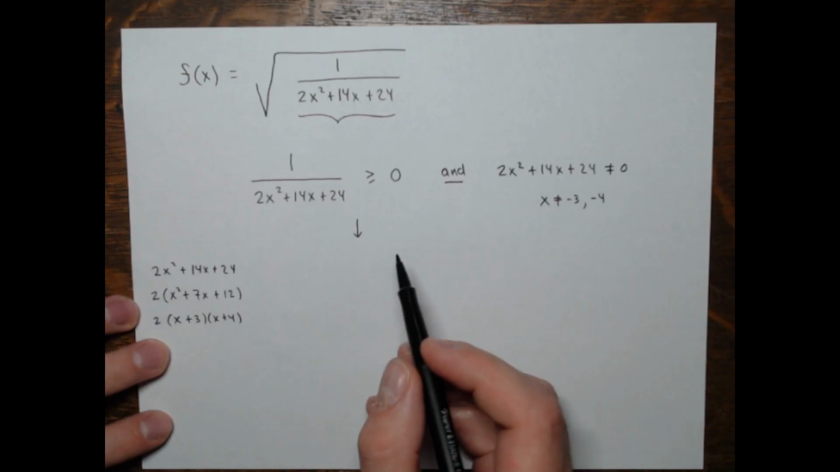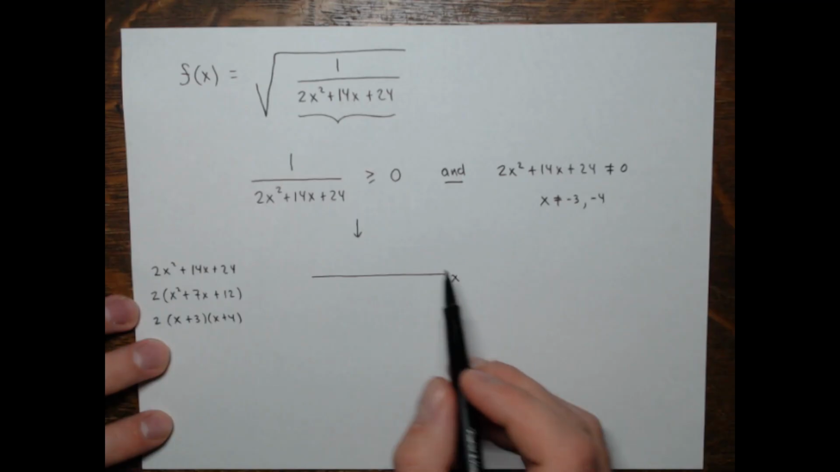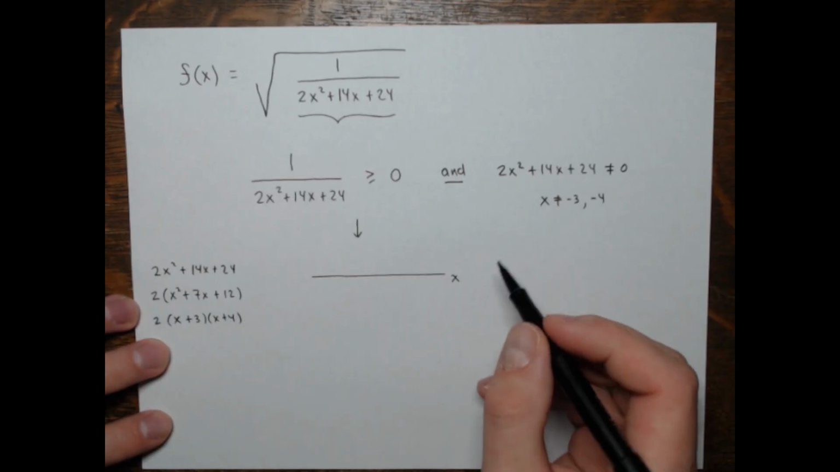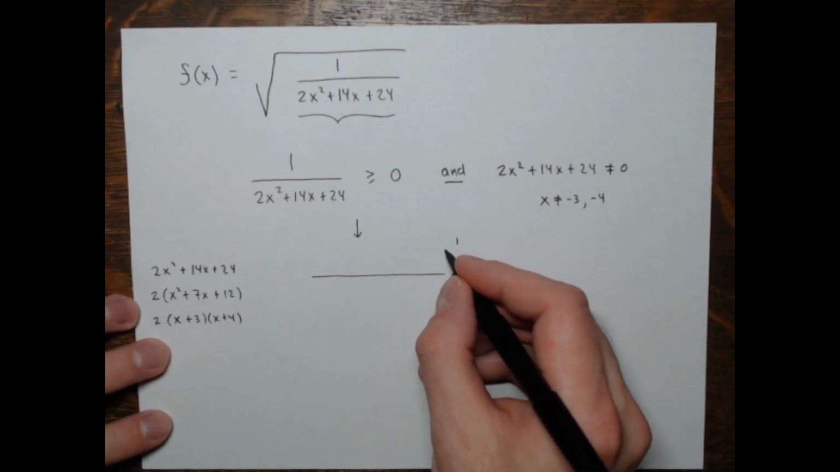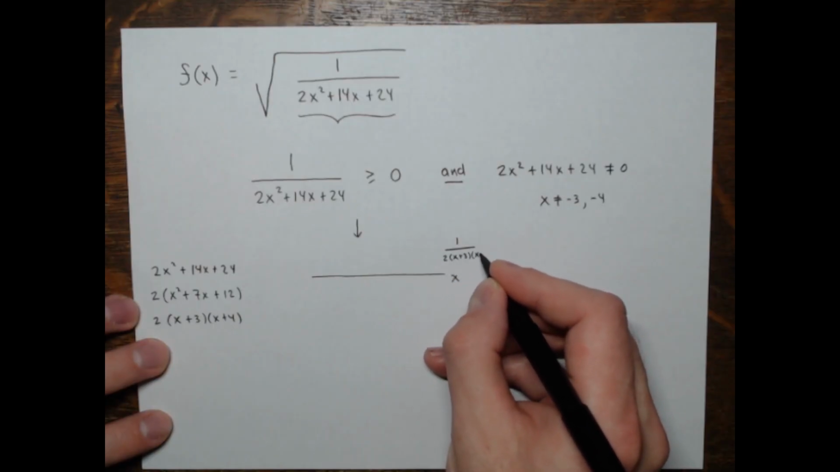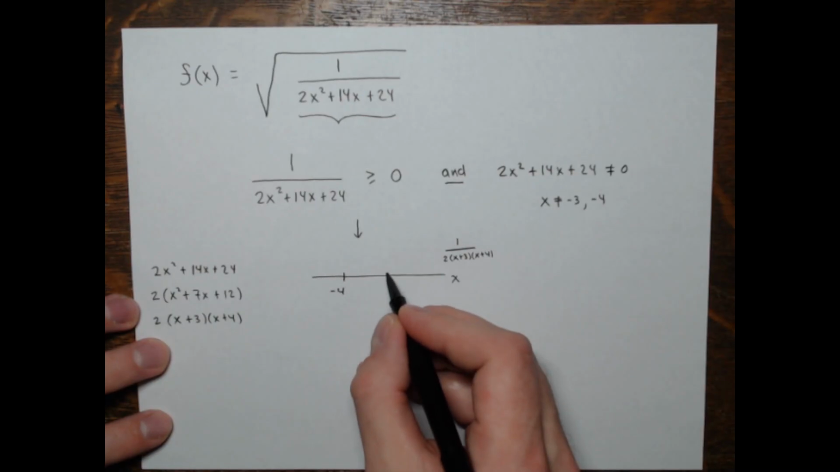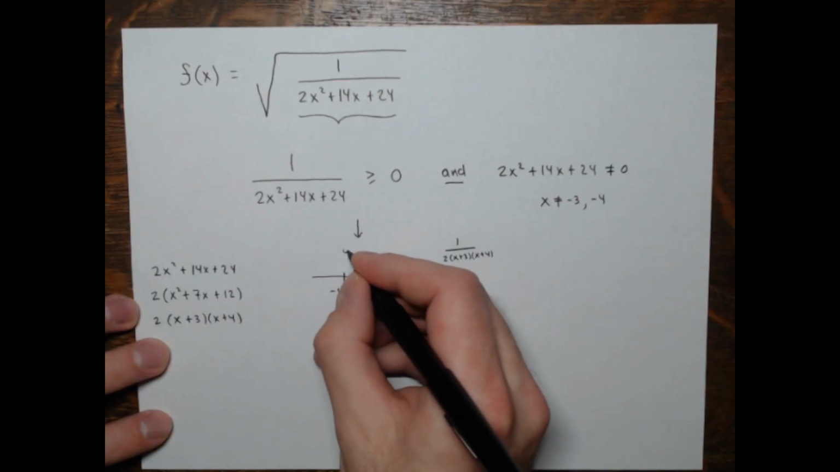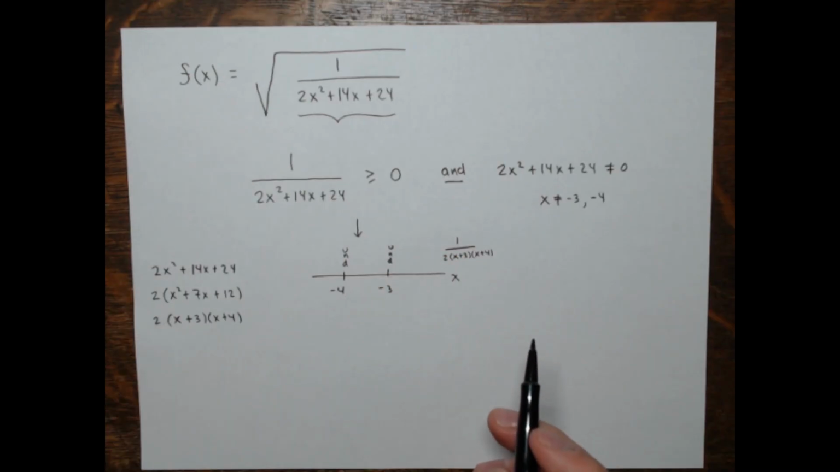And then you may recall this other method for solving rational inequalities. I put a number line, here's values of x, here's the expression, where the denominator is nice and factored. And at x equals -4 and at x equals -3, this is undefined. I'll just put UND for undefined.